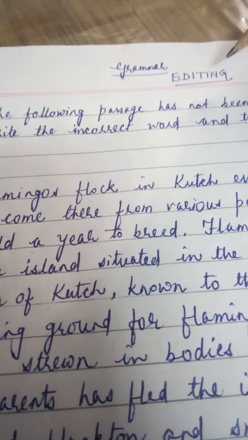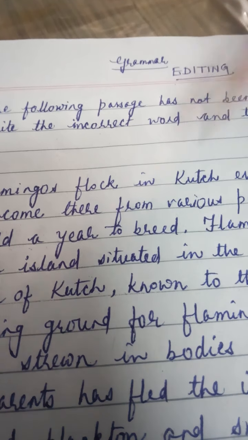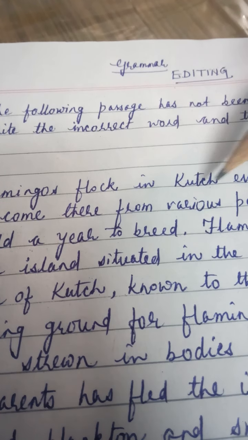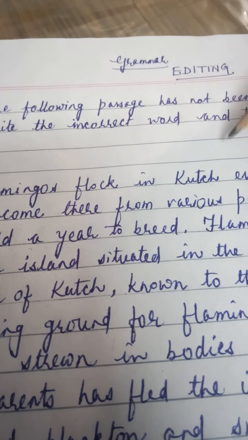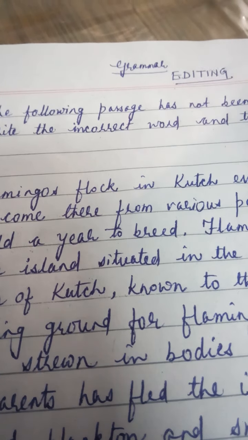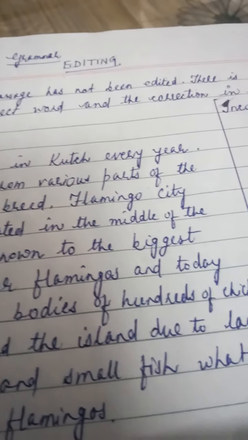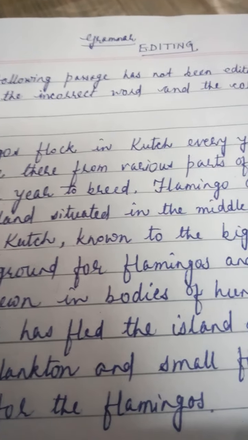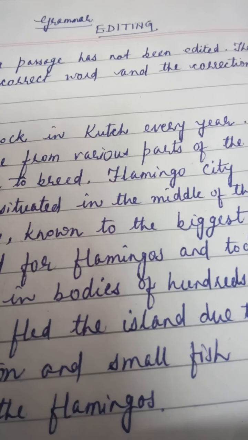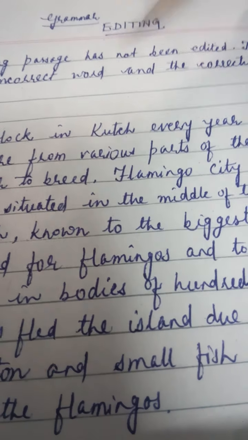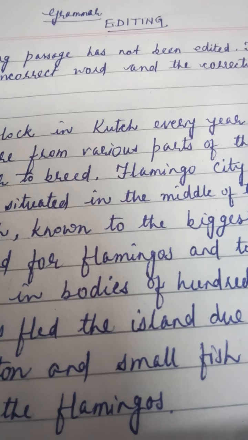Well students, editing questions have small passages like this. You will get one passage. You get the question to read the passage, identify the error and write the correct word. You can see the question: each line has an error. The following passage has not been edited. There is an error in each line. Write the incorrect word and the correction in the space provided.